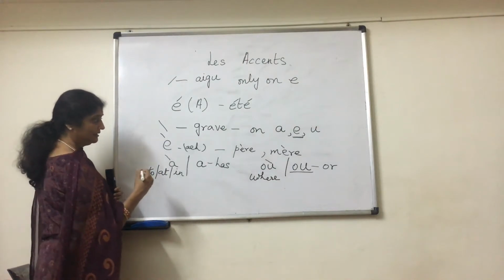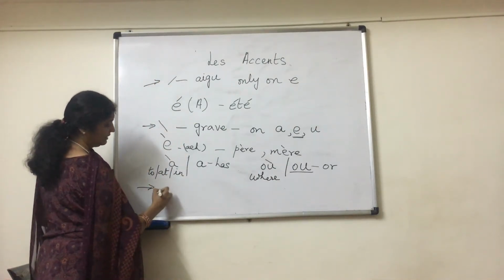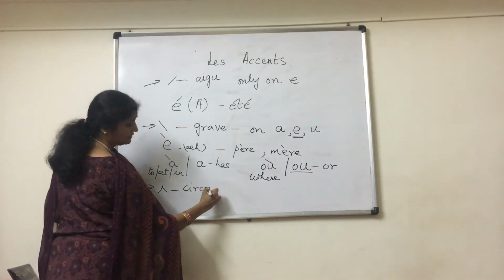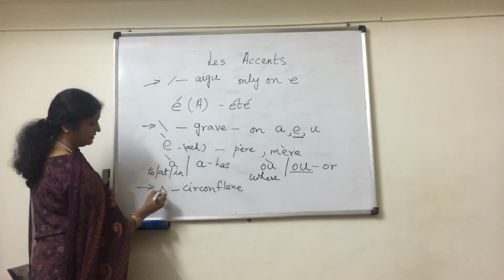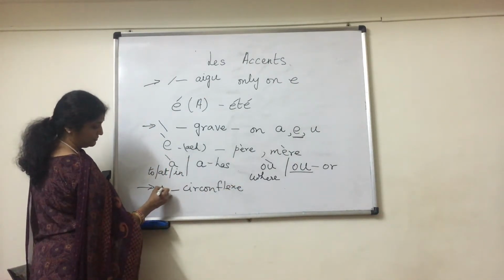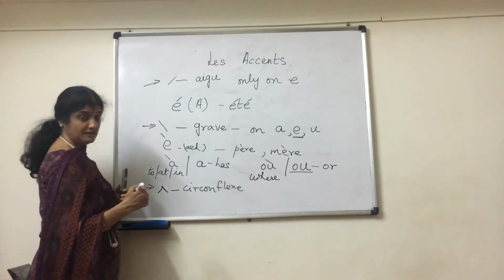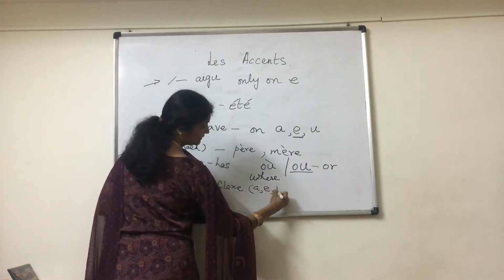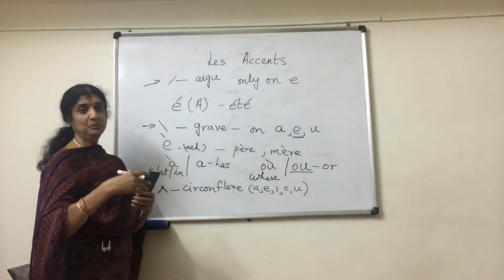So let's move on to the next accent, which is called accent circonflexe. Accent circonflexe. So this is like a chapeau. This is like a hat. And this accent can be written on top of any of the vowels: A, E, I, O, U.